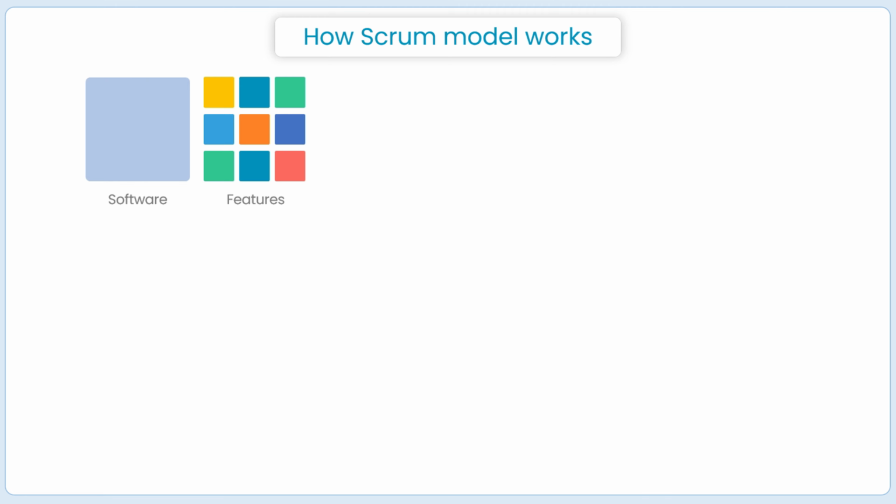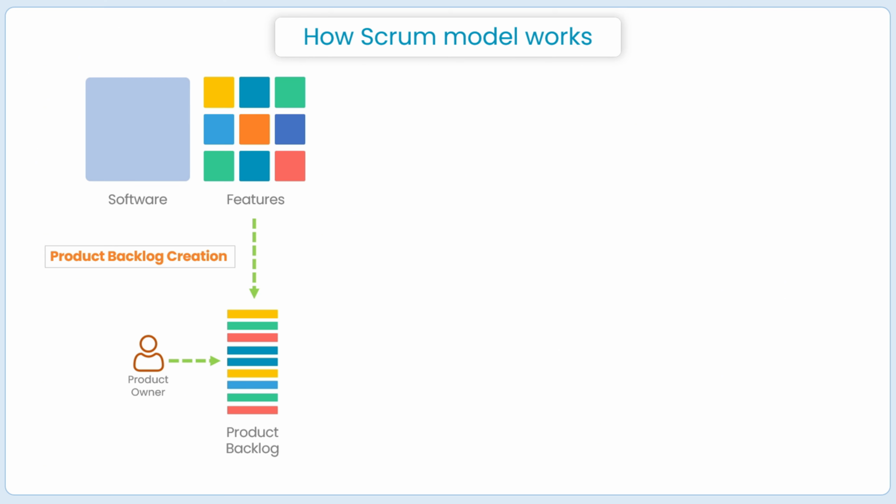So in the Scrum model, step 1 is product backlog creation. The product owner will take all the features and put them into a list. This list is called the product backlog. The product owner will discuss with the client and understand the priority of the features. The list will be realigned as per the client priority.